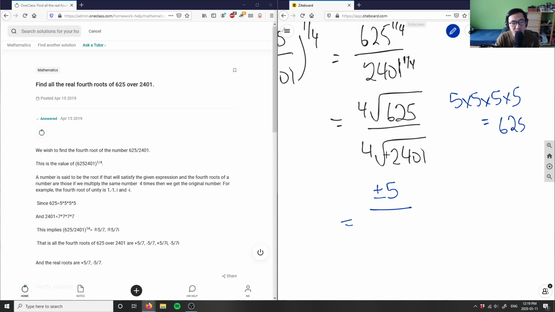2401. I don't think it's divisible by 3 here, because if I'm adding the digits, 2 plus 4 is 6, plus 0 is 6, plus 1 is 7, so it's not divisible by 3. So let me try. 1 doesn't work, 2 doesn't work because it's an even number, 3 doesn't work, 4 doesn't work because it's not an even number, 5 doesn't work because it ends in 1. I'm going to try 6 here. 6 times 6 times 6 times 6 would give me 1296, so that's not correct.